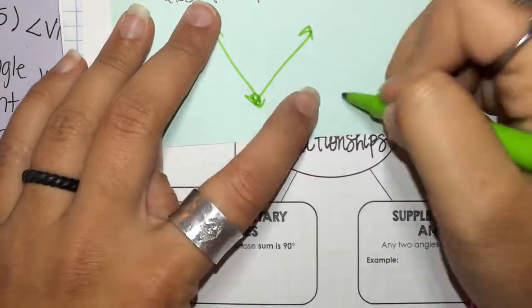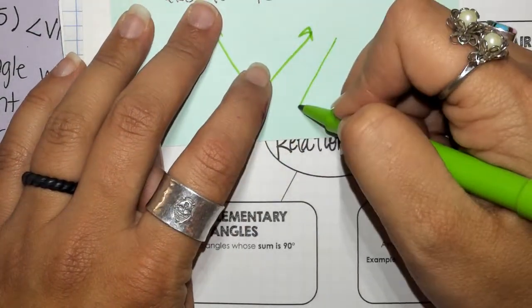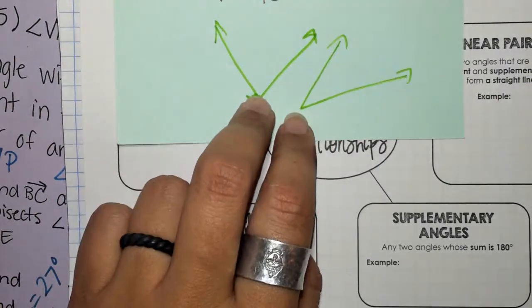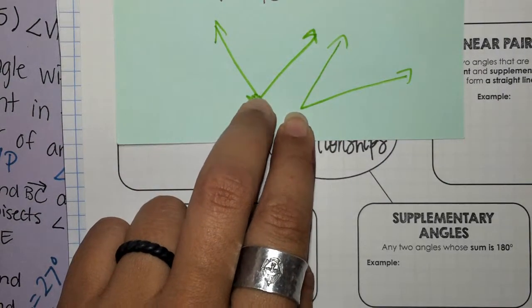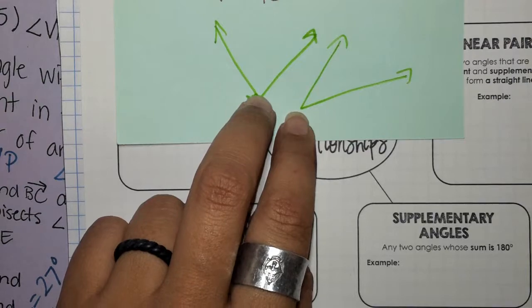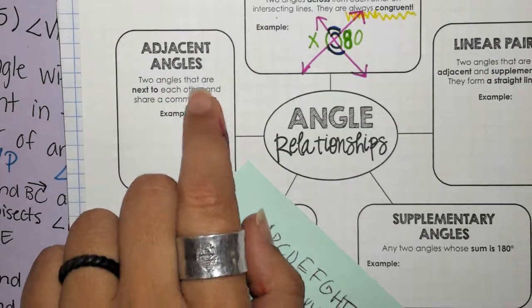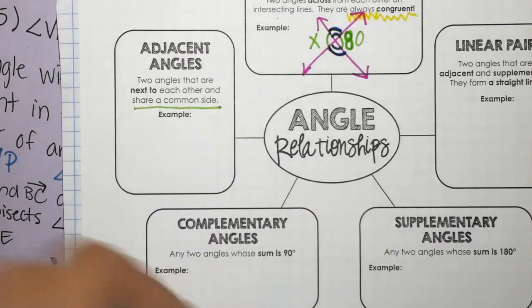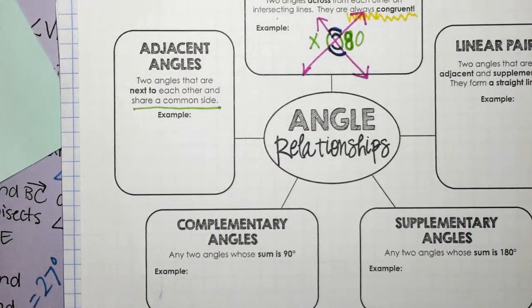That's an angle. And that's an angle. They're next to each other, but are they adjacent? No. Why? Because they're the same side. They don't have a common side, right? So this says that they have to share a common side. That means that they share a common ray. So underline that. Heart it. Something.